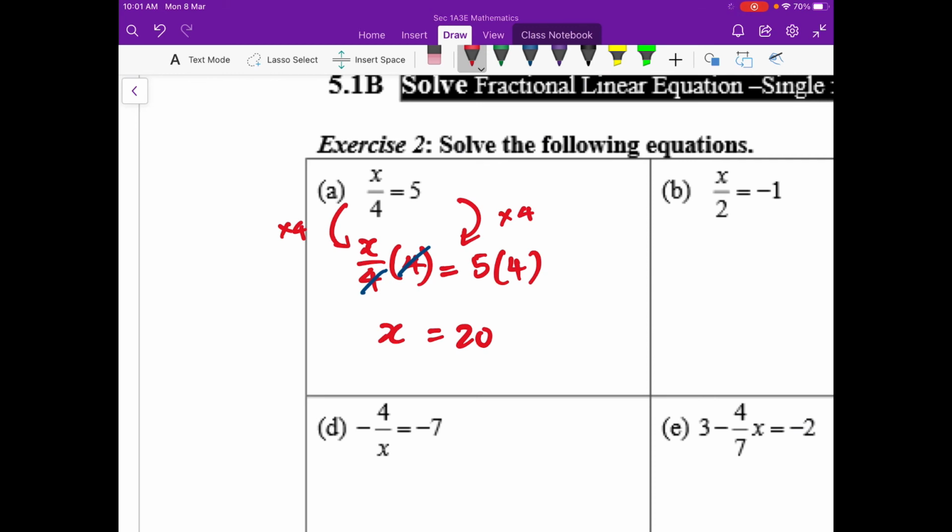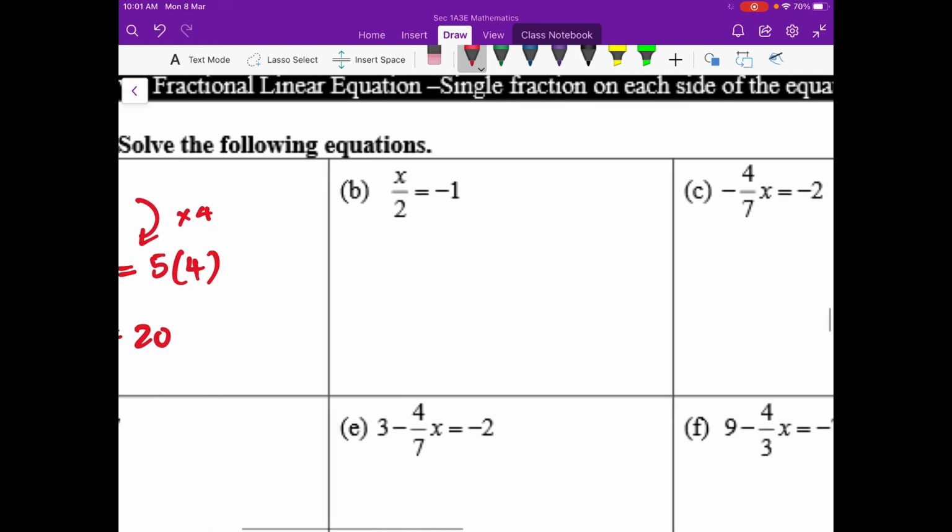Okay? Any questions? Let's try part B. What shall we do to both sides? Times 2. Okay, good. Let's multiply by 2. Times 2. Seriously, are these arrows necessary? No, they are not.